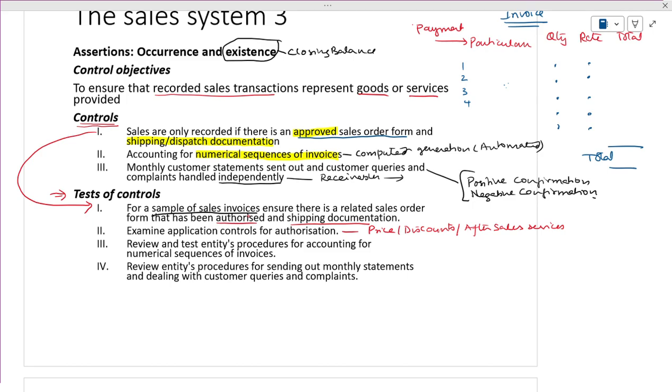Now, there is a numerical sequence. For numerical sequence, again we have to test whether we have the procedures for accounting for the numerical sequence of invoices. That means there is a control and there is a test of control, side by side, matching it. Now, monthly customer statements sent to the customer. What is the procedure for reviewing the sending of monthly statements and dealing with customer queries and complaints?